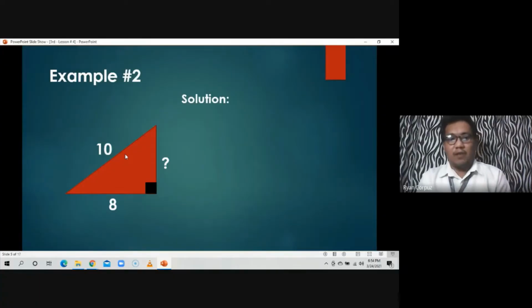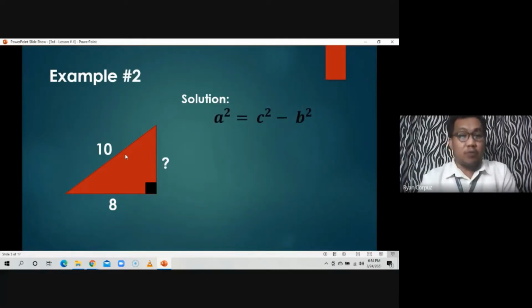So for our solution, balik tayo doon kanina sa mga formula na pwede natin gamitin. Since one of the legs is what we are looking for, we can make use of the formula of a squared is equal to c squared minus b squared. Yan yung kaninang formula na pinorm natin from the Pythagorean Theorem. So a squared is equal to c squared minus b squared. Since the hypotenuse is given, so that's c squared, then the square of the other leg, sasubtract natin nun sa square of the hypotenuse.